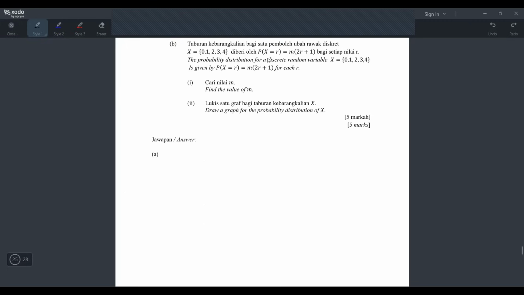The probability distribution for a discrete random variable x equals 0, 1, 2, 3, 4 is given by P(x equals r) equals this one for each r. Number 1, find the value of m. So for B, I will do it here.